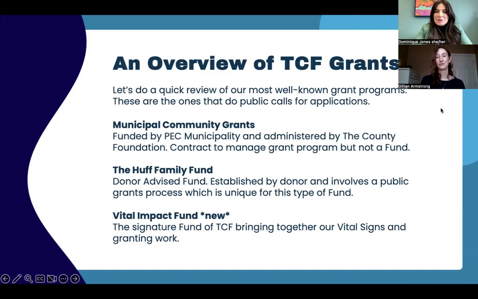Great. So an overview of our grants. Let's do a very quick top-down overview of our well-known grant programs, just so that everybody's aware. These are ones that we call public calls for applications. This is when we put out a notification. You'll probably see this in the newspapers and also on our social media accounts, saying that we are looking for applications to these grant funds. Those funds are the municipal community grants. This is a fund that is funded by the Corporation of the County of Prince Edward and administered by the County Foundation. Just so that everybody knows, we don't actually hold on to these funds. These funds exist with the municipality, but we support the paperwork side of it, the administration side.